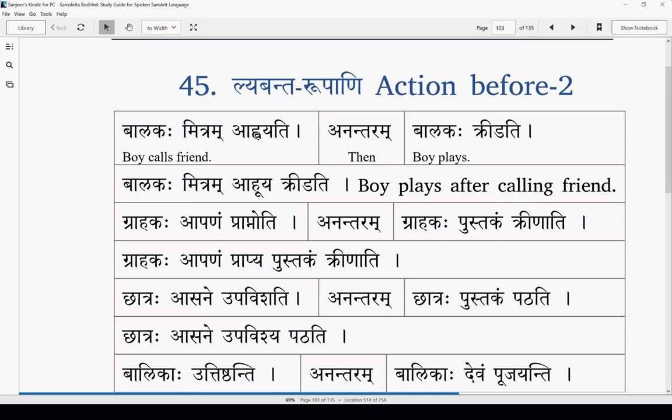Okay, so another one which is related to that only, we'll just cover this quickly. Balaka mitram afayati anantaram balaka kriya. This is also similar to what we saw before. There is another pratyaya called lyap. The previous one we saw was tva, and now we have something called lyap. Both are used in the same sense, with similar usage: to indicate that one action precedes the other action.